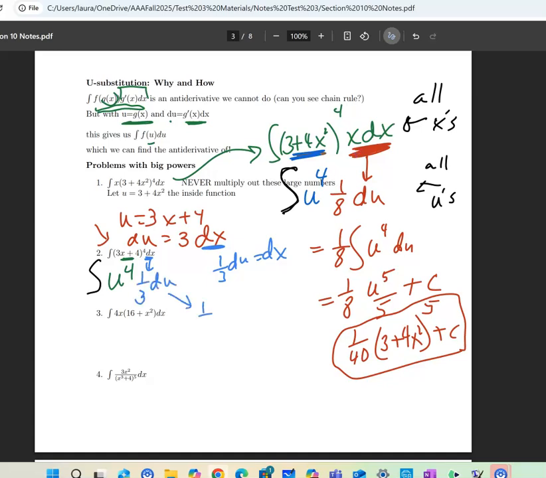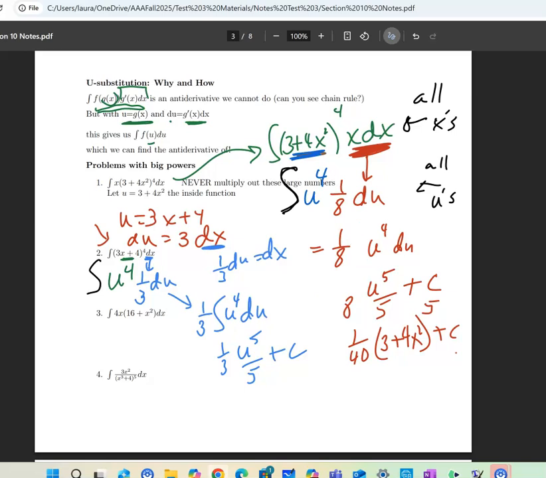And if I take the time to pull the 1/3 outside, I can clearly see this is an easy antiderivative: u to the fifth over 5 plus c. And then again, at the end, you have to plug the x's back in. So this would give me 1 over 15, 3x plus 4, all to the fifth power plus c.